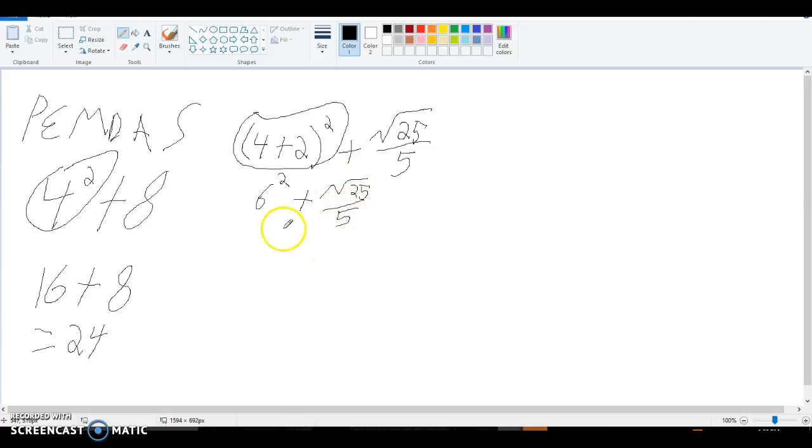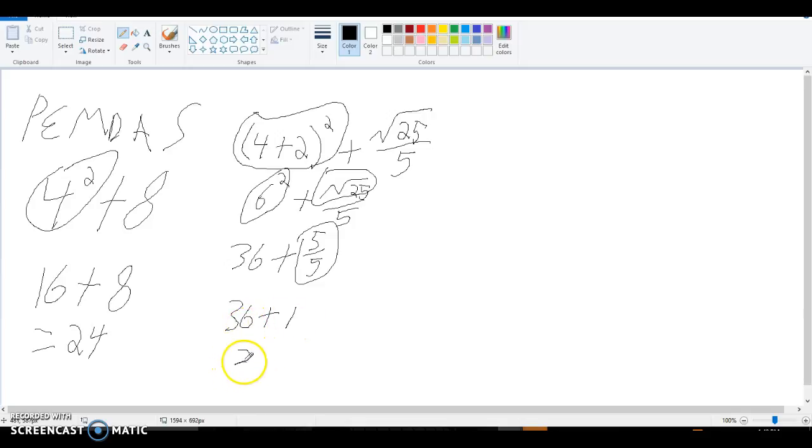So then you're going to move on to your next step, which is exponents and radicals. Now you see you have 2 of those. You have 6 squared and the square root of 25. So 6 squared is 36, and the square root of 25 is 5. So you're going to get 5 over 5. So then you go through the rest of your equation, and you see that you have multiplication and division. You have 5 divided by 5, which will give you 36 plus 1. So then you go to the next step of PEMDAS, which is addition and subtraction, where you see 36 plus 1, which will give you 37.